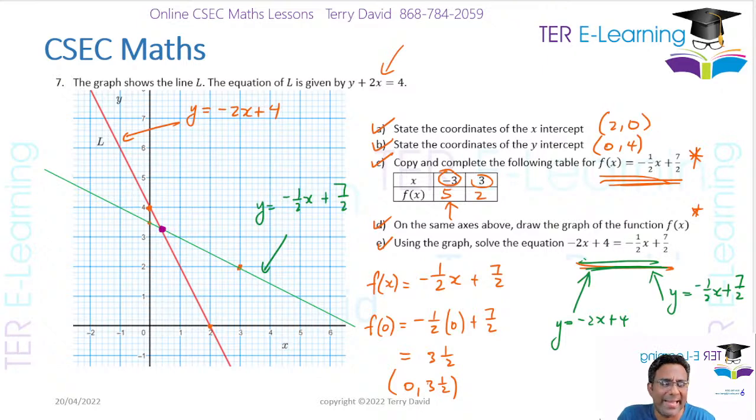Somebody's asking if you can put any value. Well, basically, you'll have to follow the table that they give you, right? If they don't give you a table, then you can plug in any x values you want once you can plot it on the graph, right?